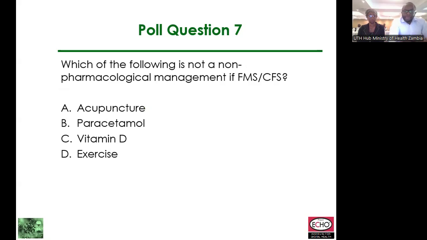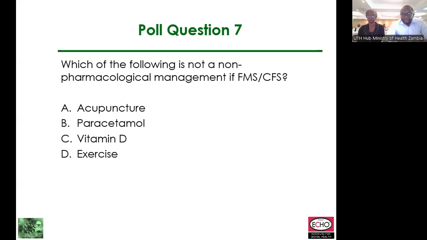So we have, which of the following is not a non-pharmacological management of fibromyalgia syndrome or chronic fatigue syndrome? A, acupuncture, B, paracetamol, C, vitamin D, and D, exercise. So essentially what the question is describing is which of the following is not a non-pharmacological option in the management of FMS and CFS. So I encourage the community to give us their best option between A, B, C, and D.